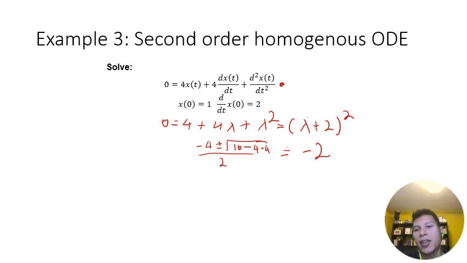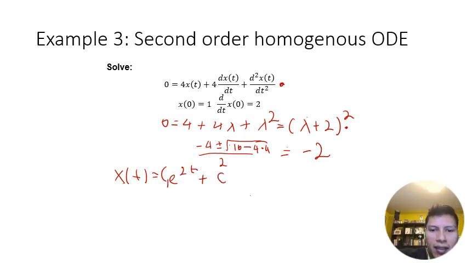So you see how the quadratic formula gave you a single root, so that means that you have a repeated root of negative 2. For this particular case, since we have a repeated root, our homogeneous solution will look like this: x of t equals constant 1 e to the negative 2t plus constant 2 t e to the negative 2t. Wait, the root is actually negative 2, not 2.